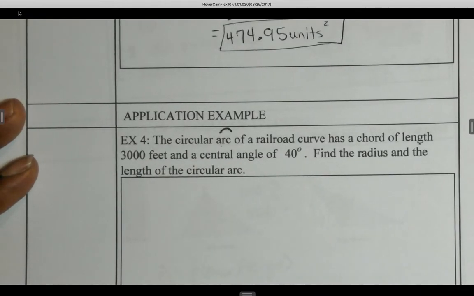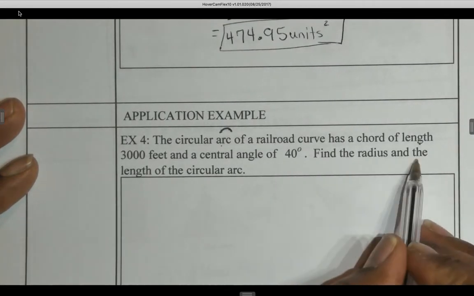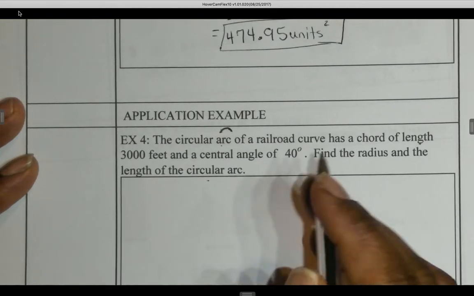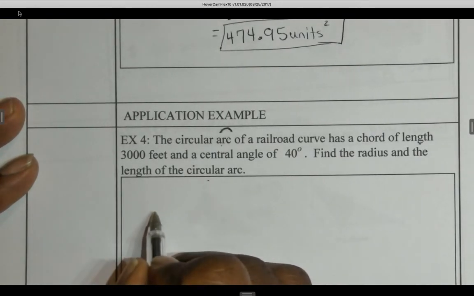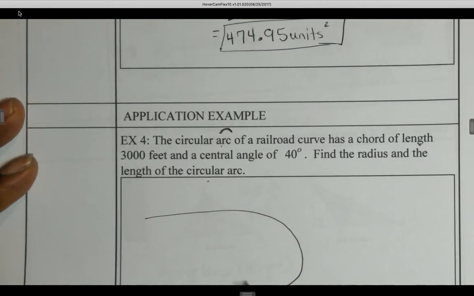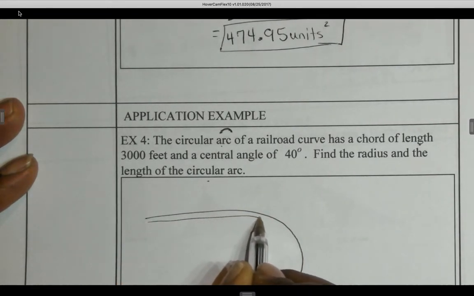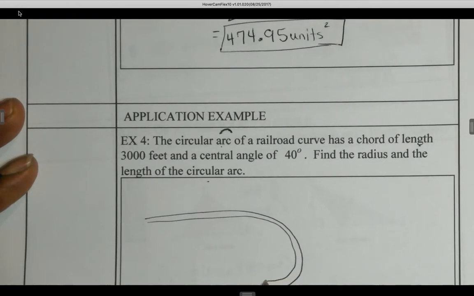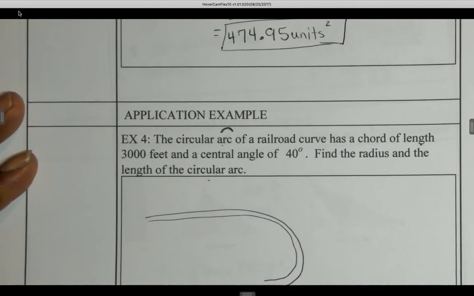So that's really going back to our geometry of what's a chord, what's a central angle. Okay, and our job is to find the radius and the length of that arc. Okay, so we're saying there's some kind of railroad, railroads go and then it curves. So there's some kind of railroad that's kind of curving. I'm just drawing the two tracks, right?